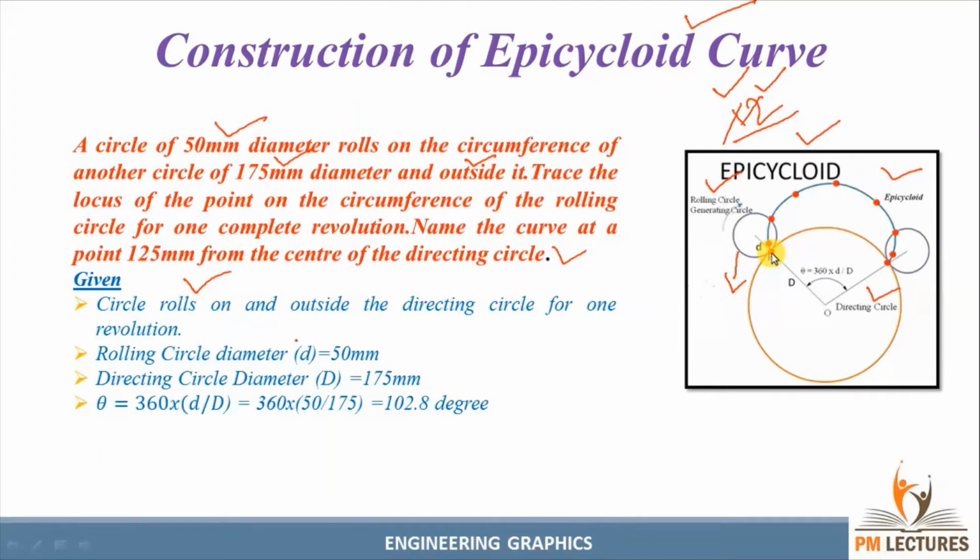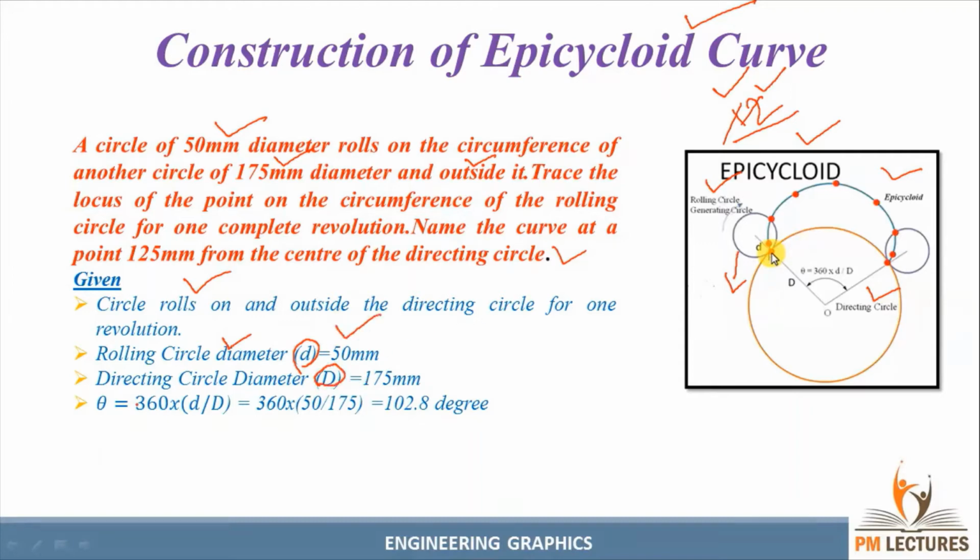And second, we will write the diameter of the rolling circle. For the rolling circle, we mention it as a small d. Please note it down, guys. For the rolling circle, we need to mention it as a small d, and for the directing circle, we need to mention it as a capital D. Please note down these things.